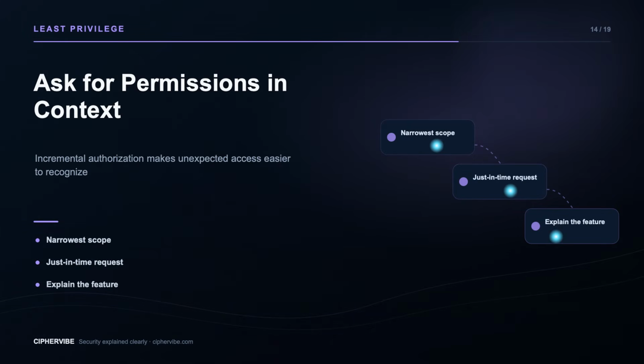Legitimate developers should request the narrowest practical scope, ask only when the user invokes the related feature, explain why it is needed, and handle denial safely. Bundling broad permissions at first sign-in trains users to approve without understanding and makes malicious requests harder to distinguish.